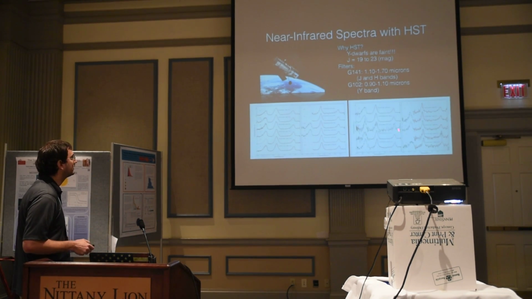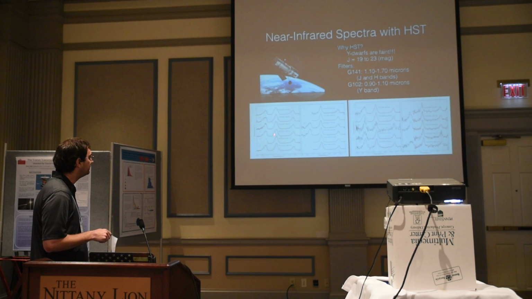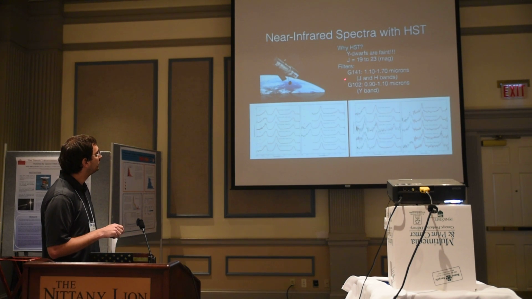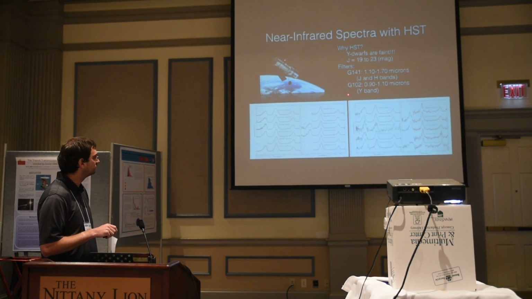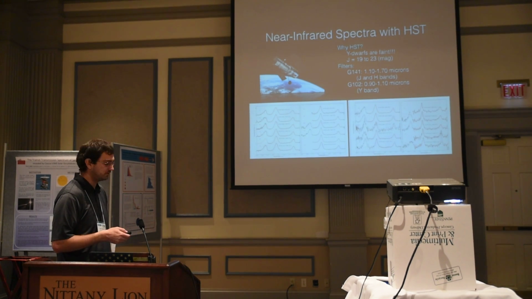So this is our whole spectroscopic sample. The black are the spectra, the red are the spectral standards, just for reference. These are T dwarfs. Obviously you can't read these, but these are T dwarfs, Y dwarfs, and really late Y dwarfs over here. We use the G141 filter that gives us the J and H bands. We use the G102 filter to get the Y band. And we have Y band spectra for maybe two-thirds of our sample.